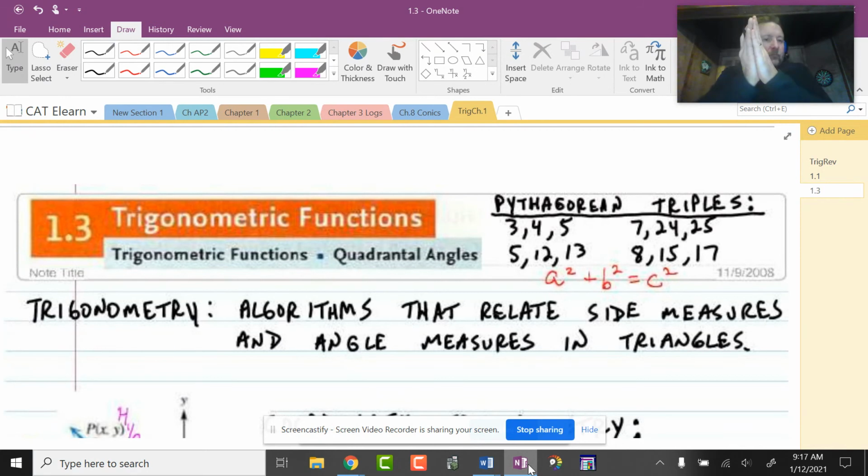Okay, so I did say this in 1-1. Trigonometry in general, my first statement that I wrote there, they're magical little algorithms that allow you to relate side measures and angle measures in a triangle. It's a bridge. It's because triangles are similar is where this comes from. So triangles that have certain angle measures and one side measure, we can use trig to find the other side measures and so on and so forth.